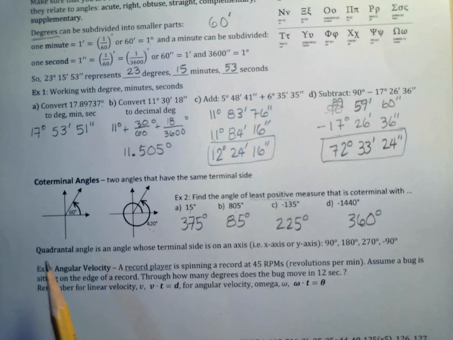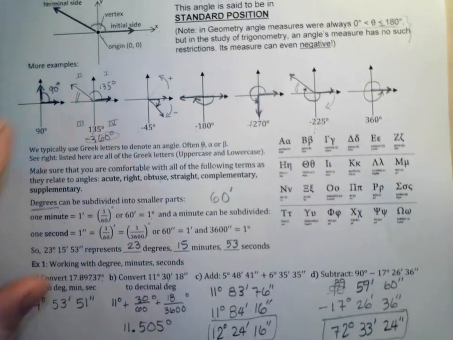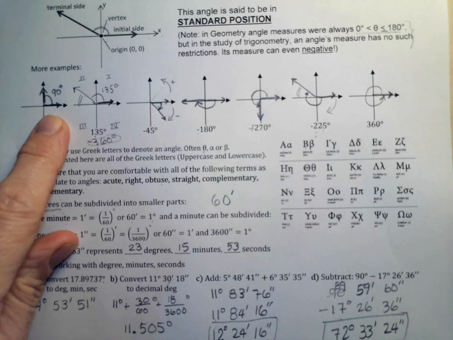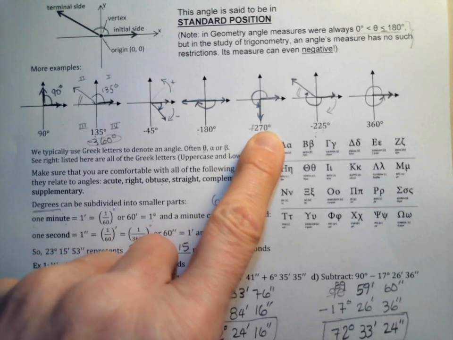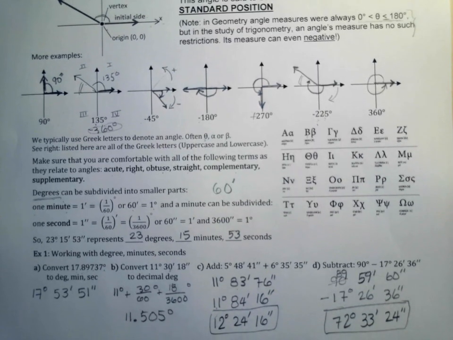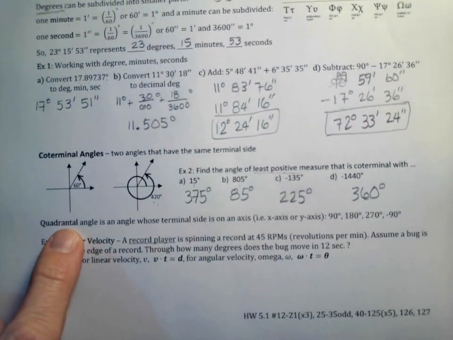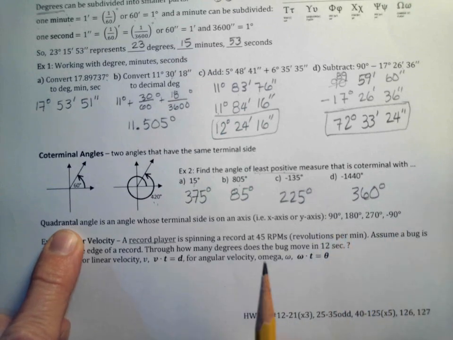All right. Quadrantal angle. So that is an angle whose terminal side is on the x-axis. So we saw a couple of these before. So this is a coterminal angle. 90 degrees is coterminal. Negative 180 is coterminal. 270 is coterminal. 360 is quadrantal, not coterminal. All of those are quadrantal angles, which just means that the terminal side of the angle is either on the x-axis or the y-axis. Okay, so these are examples of them.